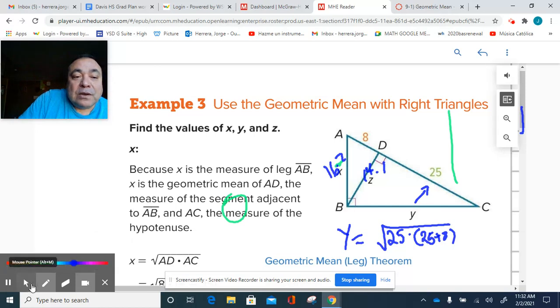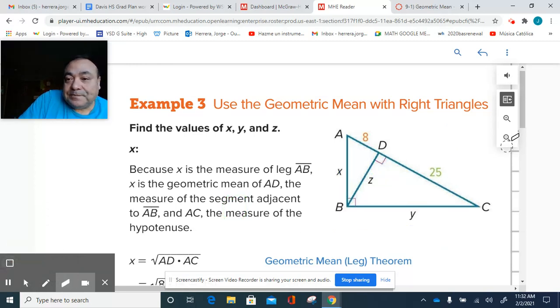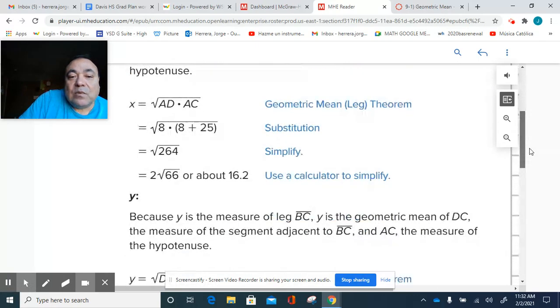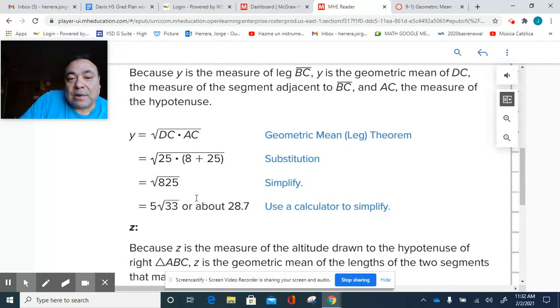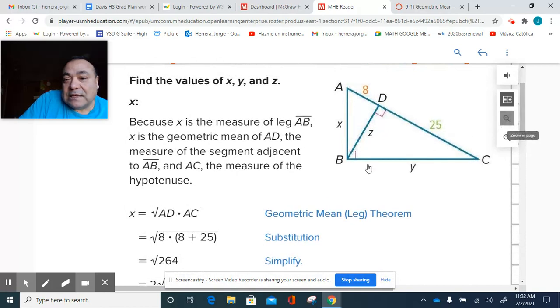Okay. So let me just go back to this. Let me erase this first. I just wanted you to see that. So if we go to Y, let me see, find Y. See, we have that right there. And the answer will be 28.7. So we go back to here and we say this length is 28.7.